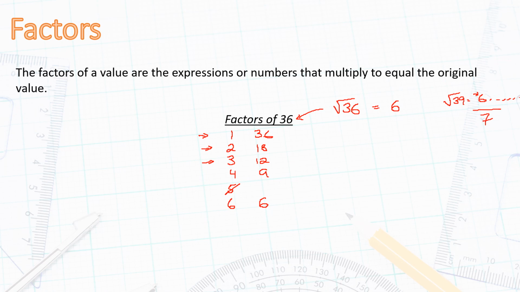The negative numbers are also in here. So I could do minus 1 times minus 36, minus 2 times minus 18, minus 3 times minus 12, minus 4 times minus 9, and minus 6 times minus 6. If I multiply the two of those, I will also get positive 36. If it was a negative 36, then one of my factors is positive and the other is negative. And you have to go through the whole list of both options.